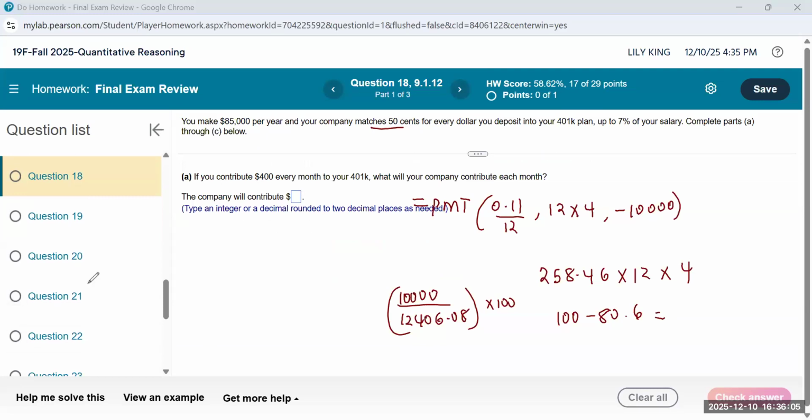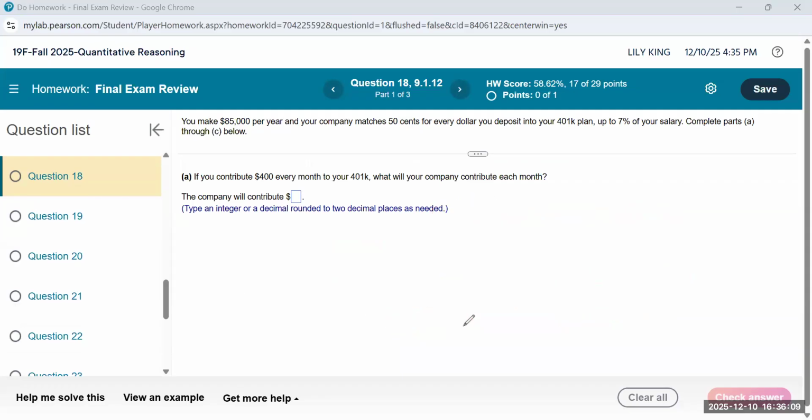All right, question 18. So, retirement question. Here we have a maximum amount the company is willing to contribute up to. All right, so we need to figure out that max before we even start solving the problem.